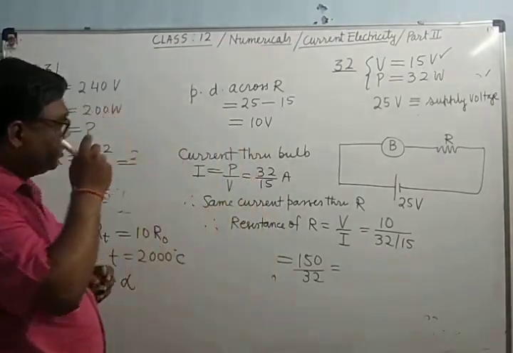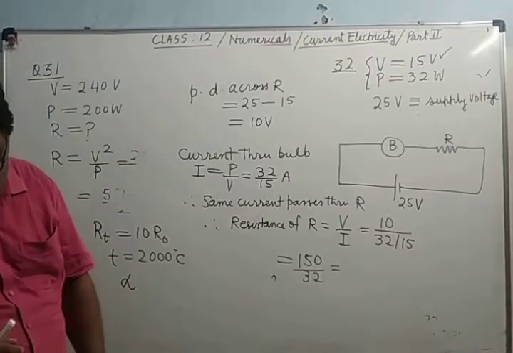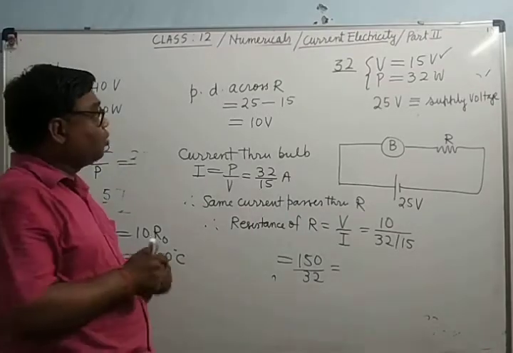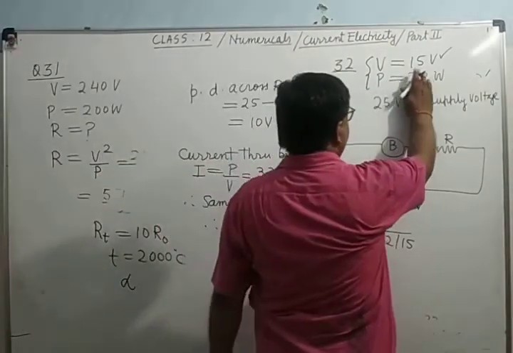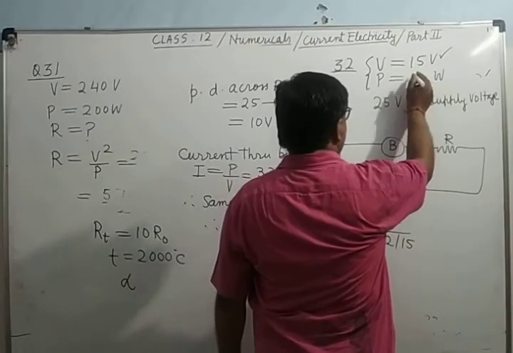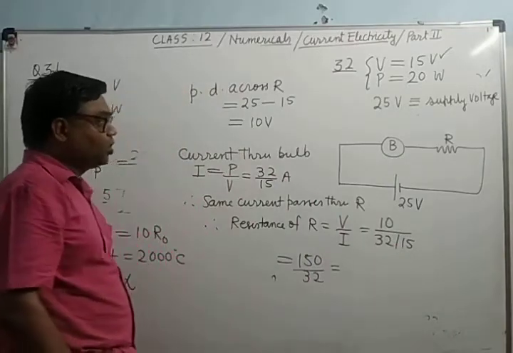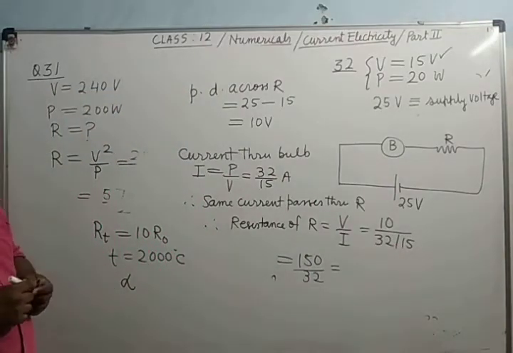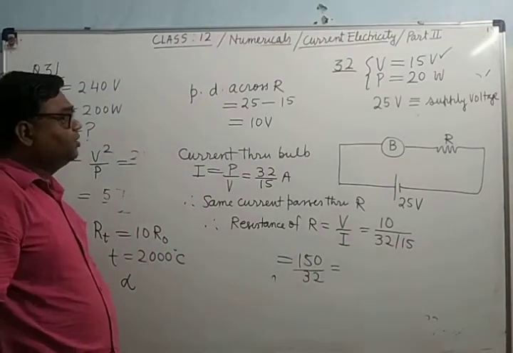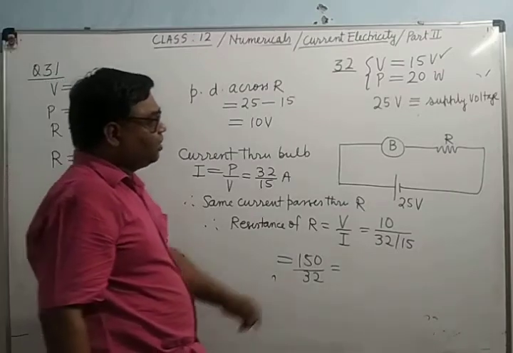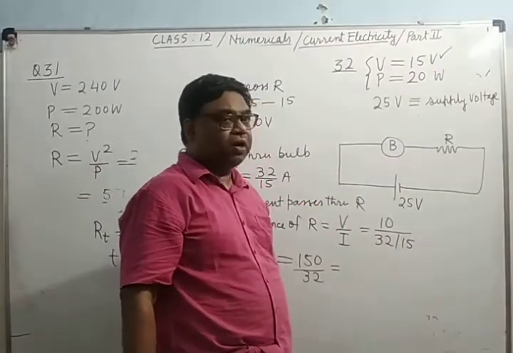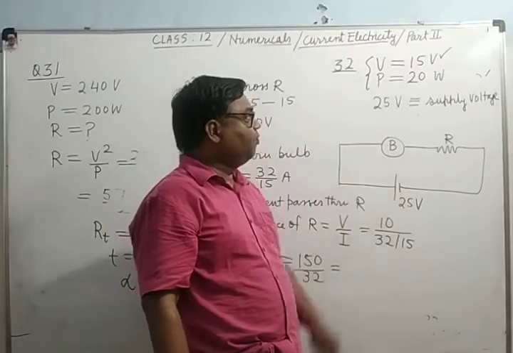Here perhaps something is wrong. It is 15 volt and 20 watt. This is not 32 watt, it is actually 20 watt. You can see here, it is 15 volt and 20 watt. It means at full illumination it will consume 20 watt power and the voltage will be 15 volt.